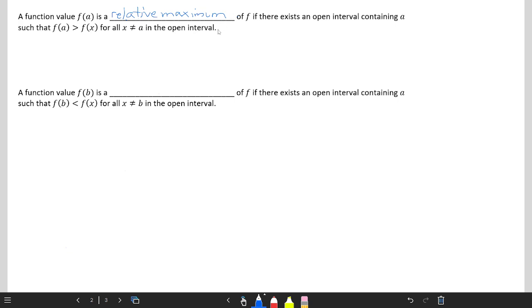A relative maximum is a function value or a y value. We can see that notation here. This is f of a, that's a y value. A is the x value that gives us that y value. And so this y value is a relative maximum if there's an open interval around that x value where it's coming from, such that this function value that we're looking at is the highest in the interval.